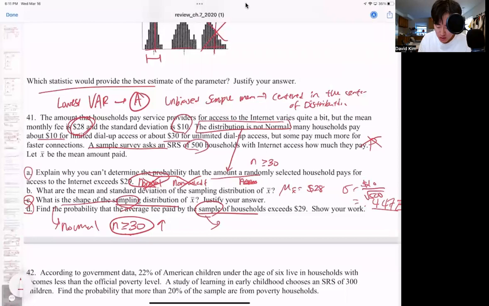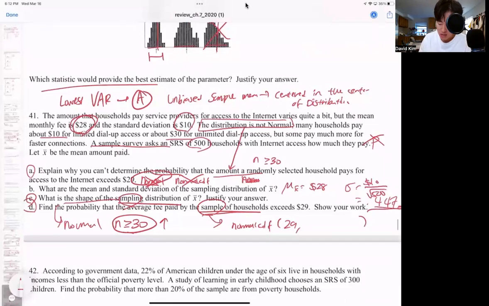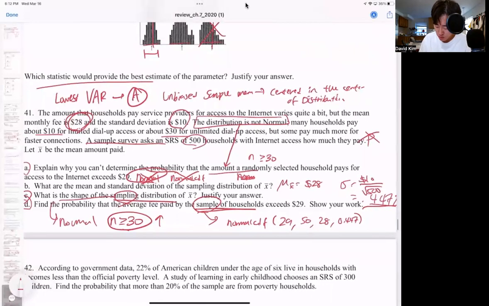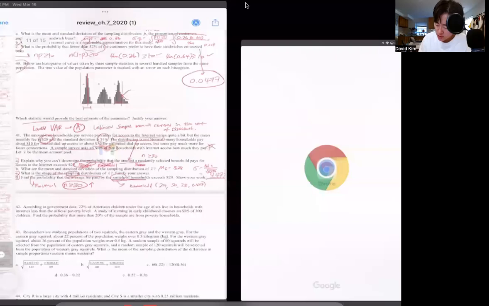Part D, find the probability, obviously normal CDF, that the average fee paid by the sample of the household exceeds 29. So 29, with the standard deviation, maybe 50, 28, comma 0.4472. So we're going to go to our lovely calculator.